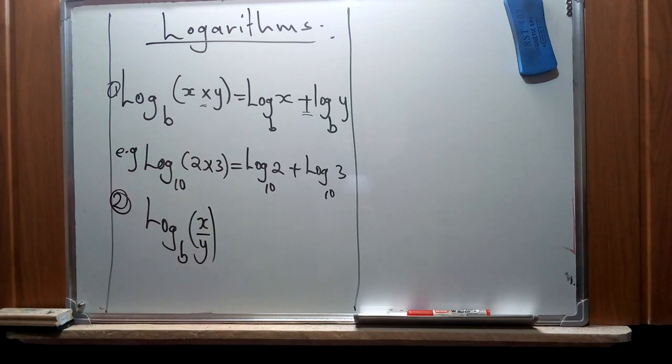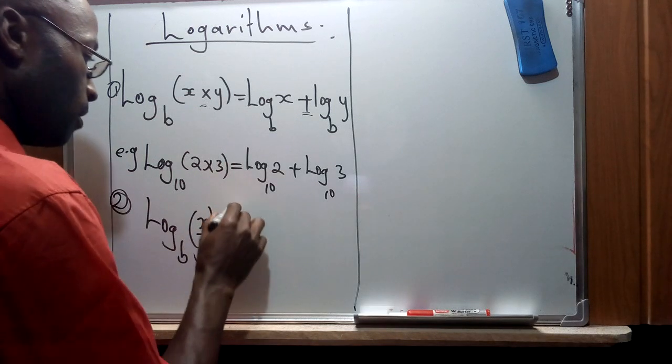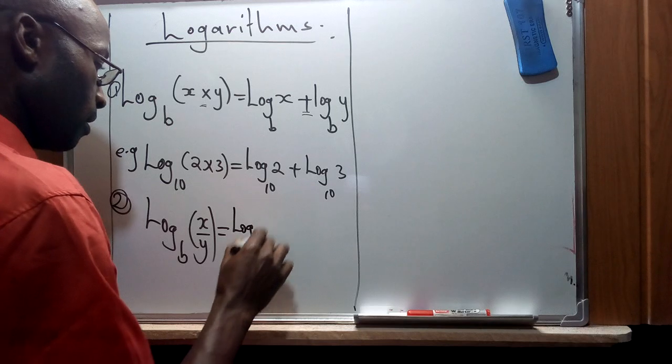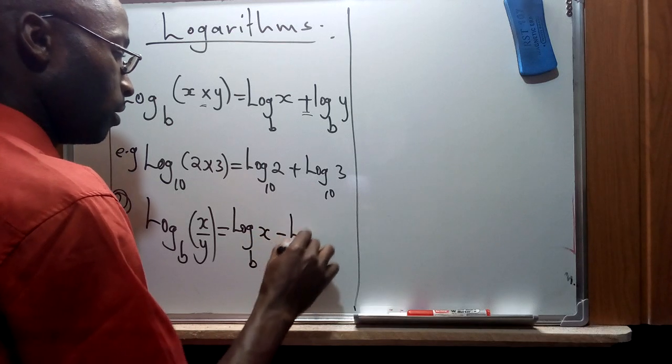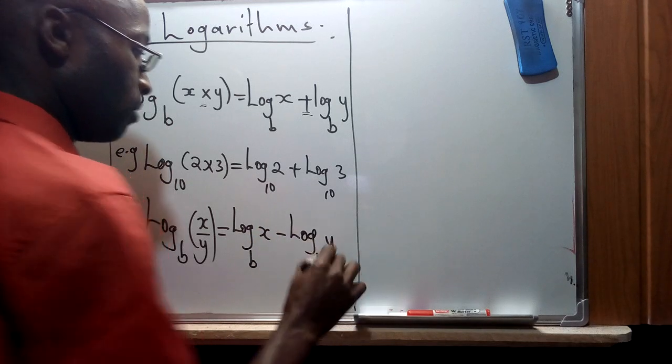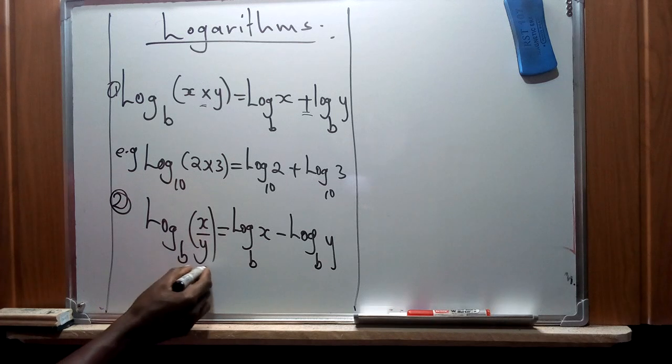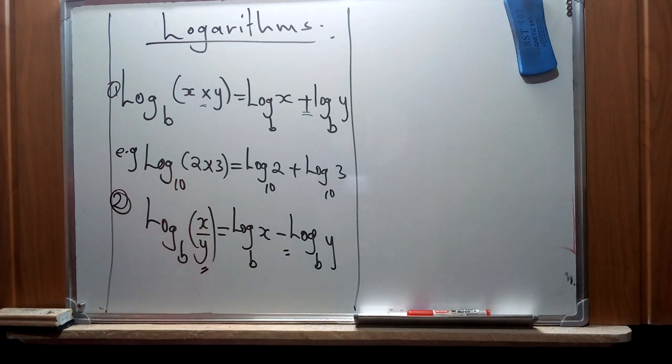This is a division. In that case, we are going to have log to base b of x minus log to base b of y. So for a division, we're going to have a difference, or subtraction, between the two logs, and that is the rule that is going to apply.